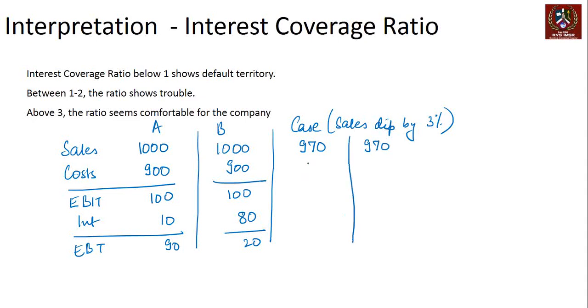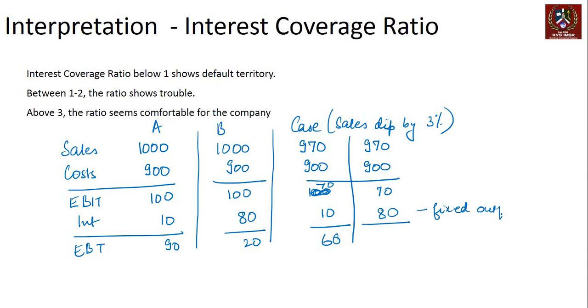If sales dip by 3%, then in both the cases the sales will become 970. We are more bothered about what's going to happen to each of these companies. Costs remain the same because that's not really impacted at this point of time. So this is 70 and this is 70 that we're left with. Interest is 10 in the case of the first company, so you still have a profit of 60. But in the second case, remember, interest is a fixed outflow.